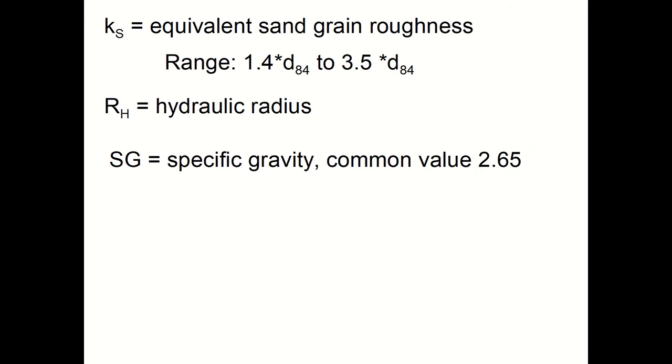So the equivalent sand grain roughness ordinarily goes from 1.4 times the D84 to 3.5 times the D84. The hydraulic radius is R sub H, and the specific gravity is 2.65 normally for the sediments.